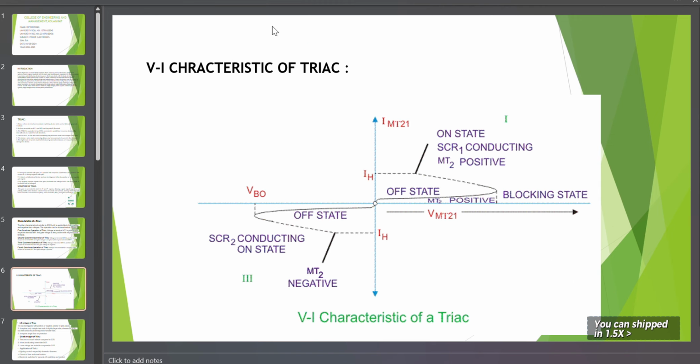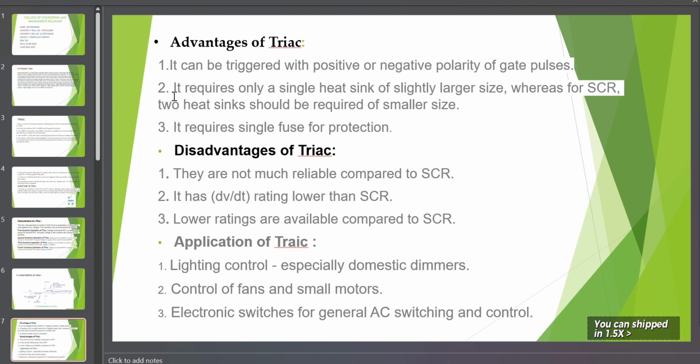This is a very characteristic of TRIAC. Okay. Next slide. Advantage of TRIAC. What is the advantage of TRIAC? It can be triggered with the positive or negative, both polarity of gate pulse. Okay. Second, it requires only a single heat sink of slightly larger size.